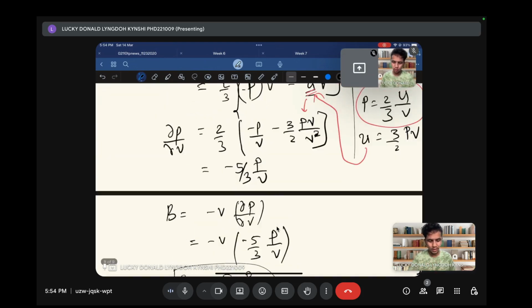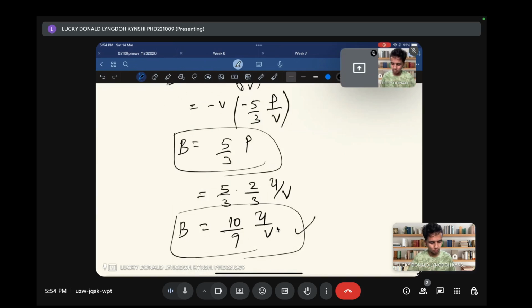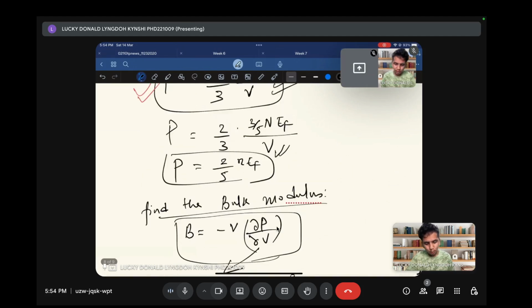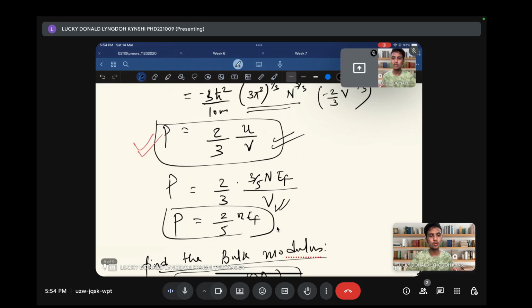Okay, these are all rearrangements to get the final results in terms of u and v. Otherwise, the basic formula is yours. This one is v del p by del v. So you just need to differentiate whatever pressure you get with respect to the volume. That is in fact what gives you your bulk modulus.